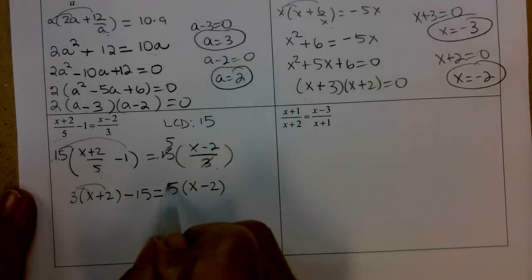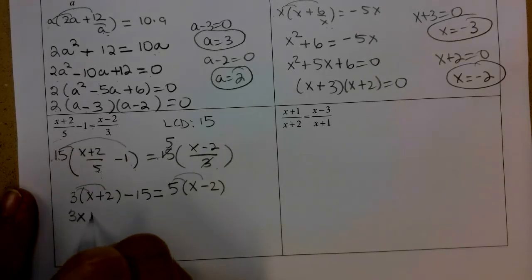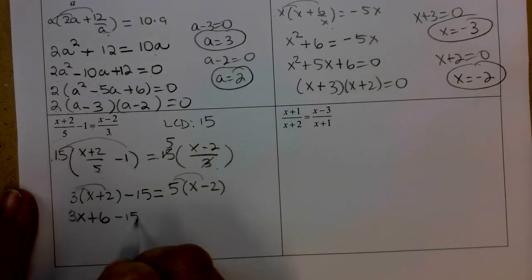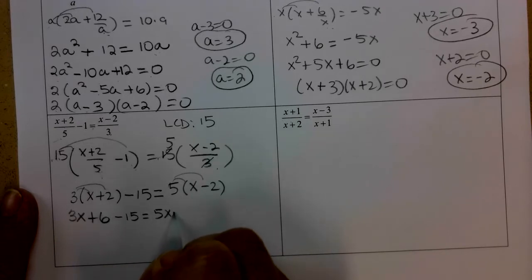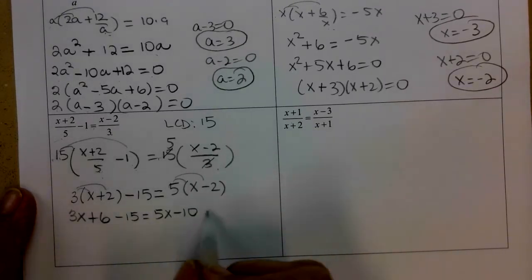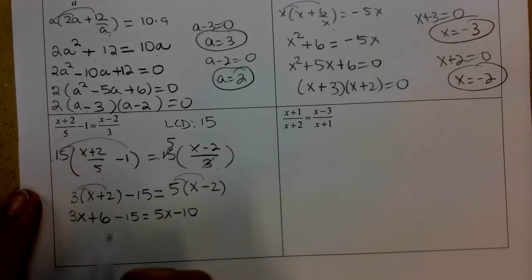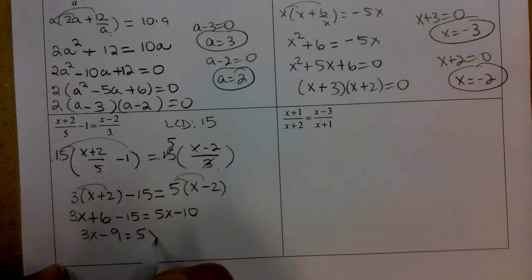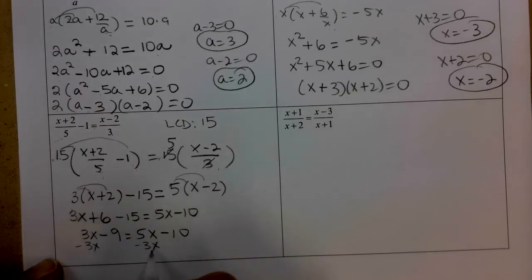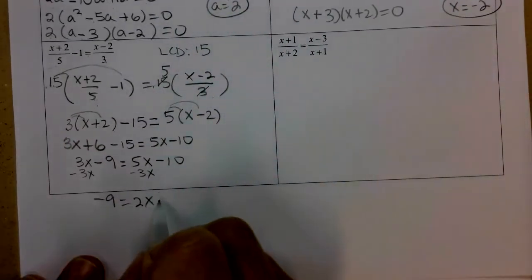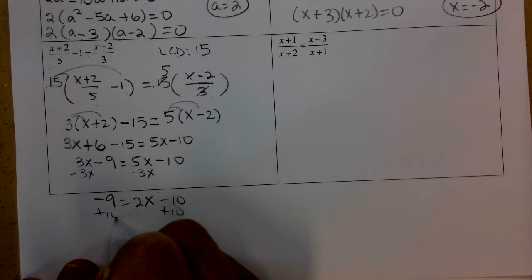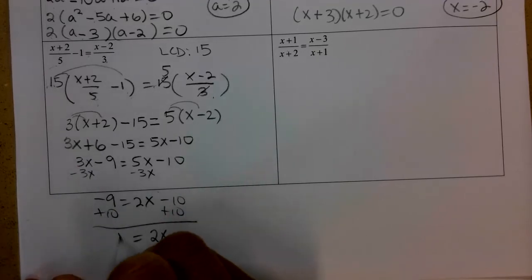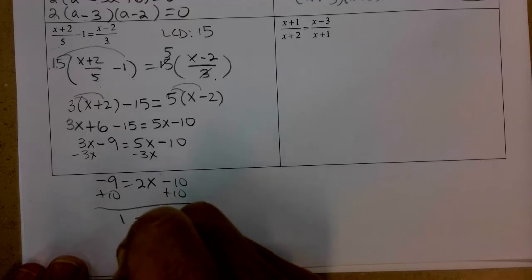So we'll go ahead and get rid of our parentheses, distribute. So 3x plus 6 minus 15 equals 5x minus 10. Linear. So let's just tidy up our sides. We want to get all of our x's together. So 3x minus 9 equals 5x minus 10. I'm going to subtract 3x from both sides. Negative 9 equals 2x minus 10. Add 10 to both sides. So 2x equals 1. So x equals 1/2.